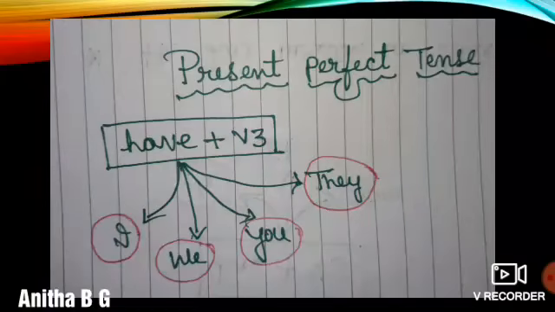Next, move on to the present perfect tense. It is very important. In the present perfect tense, we have to use the V3 form or past participle form of the verb. Here, for I, we, you and they, we have to use have plus V3 form. I have written. Written is the V3 form or past participle form of write. So, we have to use written. Seen, sung, like that. I have written. We have written. You have written. They have written, like that.